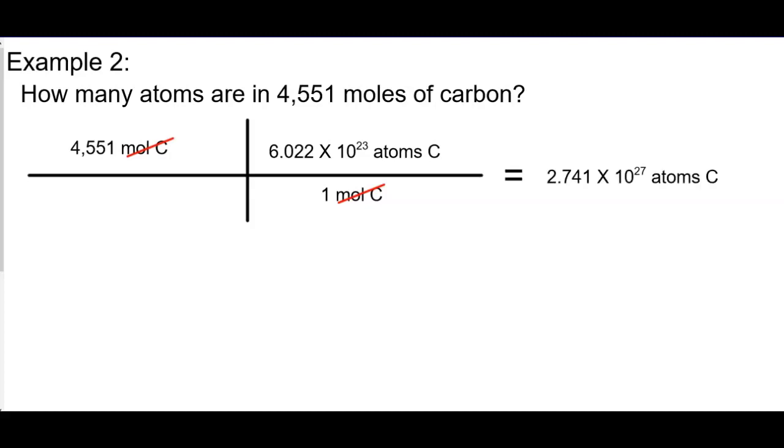Please do not use the caret key. Please use the EE function. Otherwise, there will be times when your answers come out wrong. I can't explain when and how, but it happens. You have to use the proper way of putting in scientific notation. I cannot stress that enough.